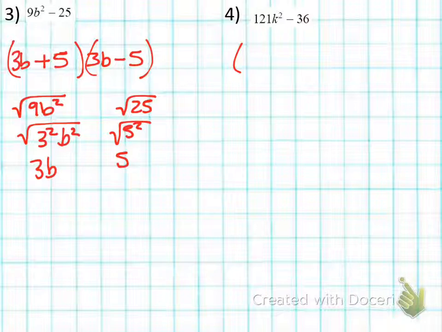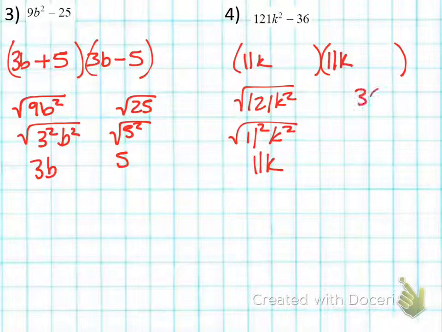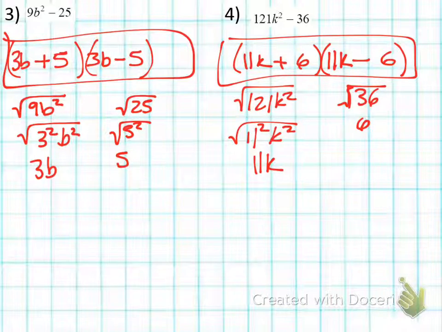Okay, moving on to number 4. Same idea. I'm going to look for what the square roots of each of these are. I know 121 is just 11 squared, so it's going to be 11k. So I'll write that at the beginning of each. And the square root of 36 is 6, so I put that at the end. One's a positive, one's a negative, and I'm done.